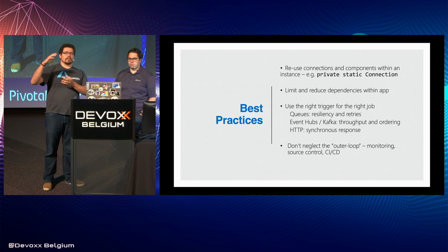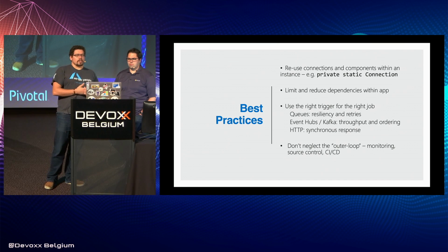Limit and reduce dependencies within the app. As we said at the beginning, a function app is your deployment unit. Within a function app, you can have multiple functions. If you have one single Maven project that has dozens of functions, but you can easily see that this function has nothing to do with that function and they all bring their own dependencies, maybe you should break that down into 2 function apps so they can scale faster and independently.